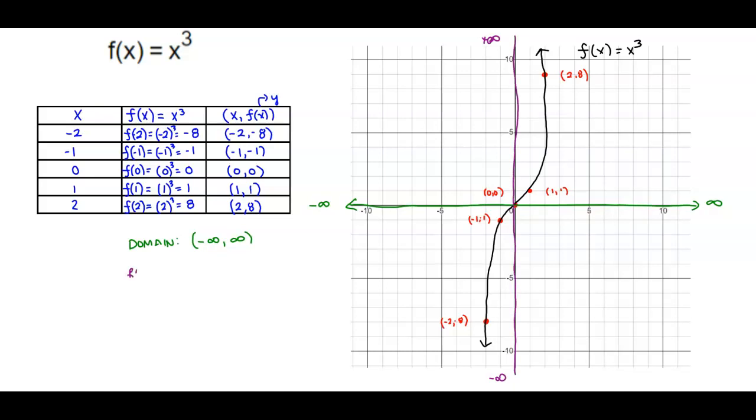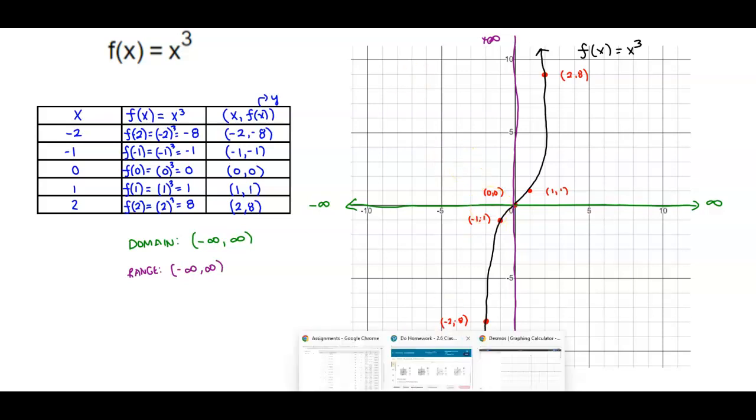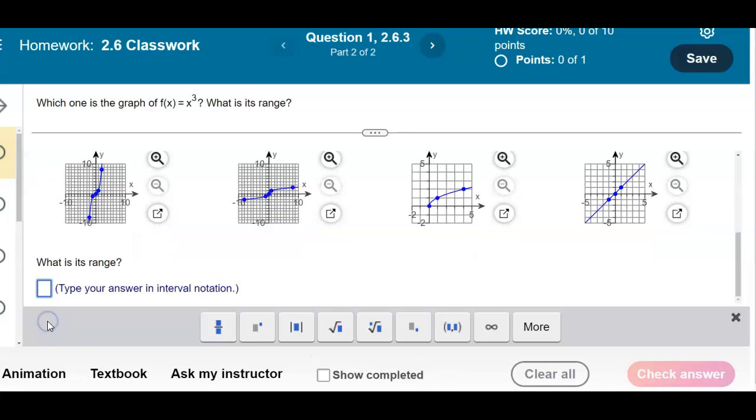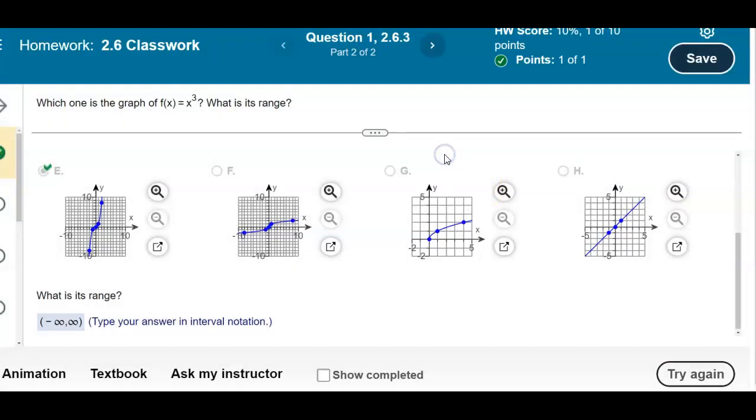So therefore, the range goes from -infinity to +infinity. Let's go ahead and plug that in to our result. So the range, type in interval notation. So we have parentheses, -infinity, comma, +infinity with the parentheses. Check our answer, and then there is our result.